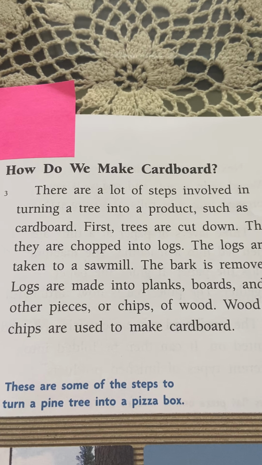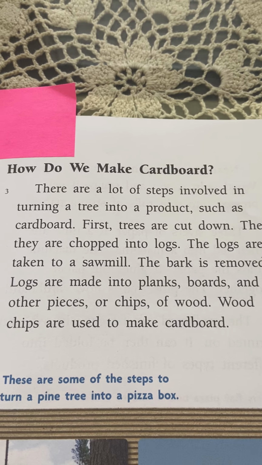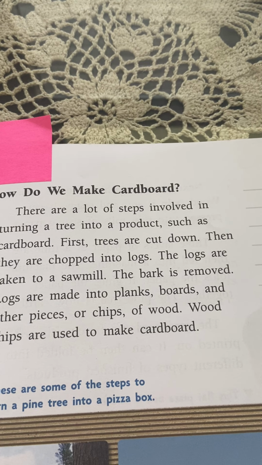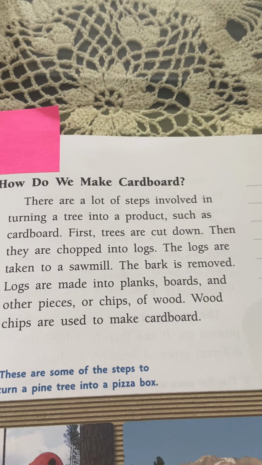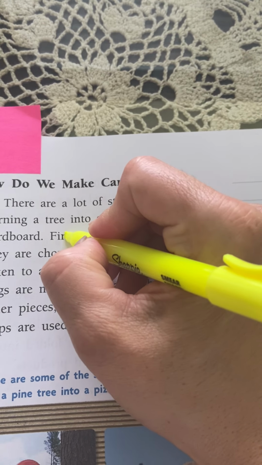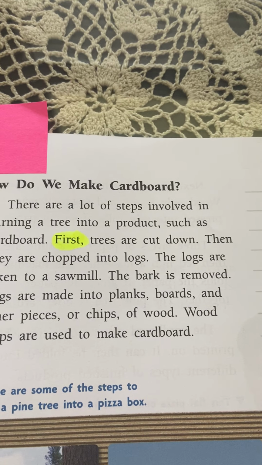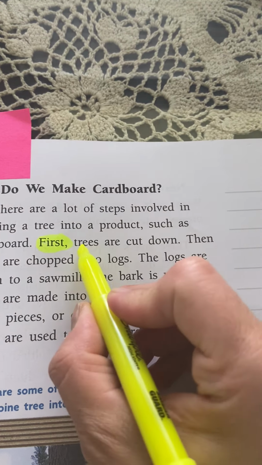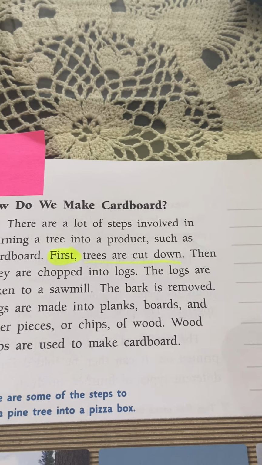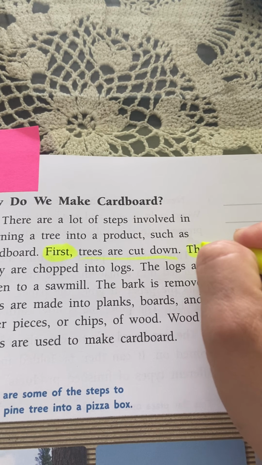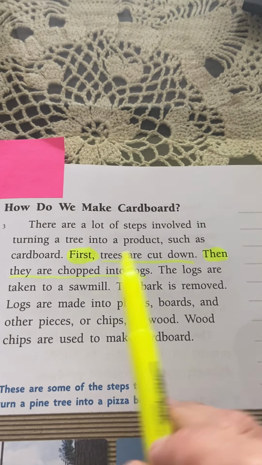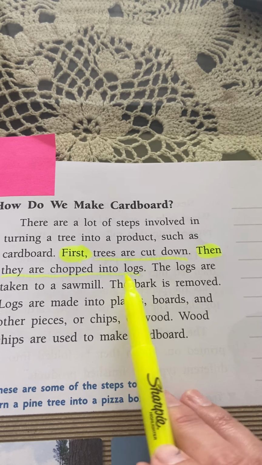How do we make cardboard? Here we go. There are a lot of steps involved in turning a tree into a product such as cardboard. First, here's a transition word, and it's telling me what they do. First, trees are cut down. Okay. Then they are chopped into logs. So first they cut down the trees, then they chop them into logs.